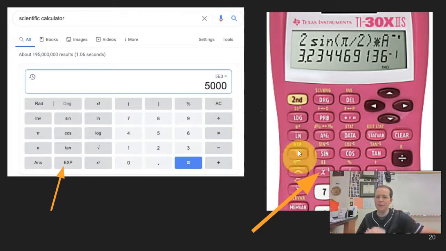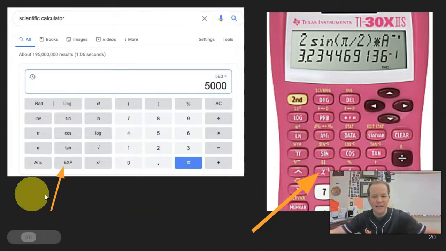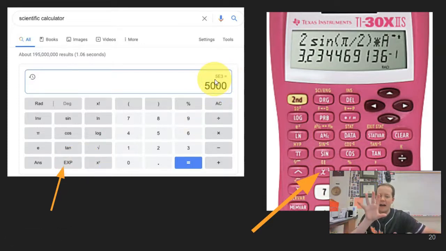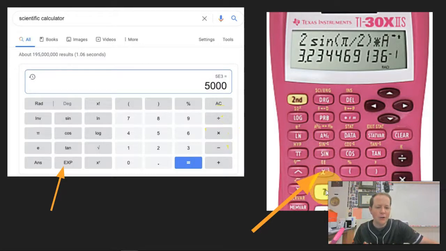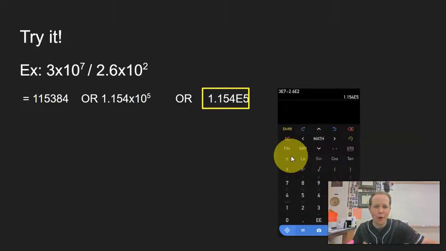Another couple of examples. If you use a Google calculator, Google is choosing to be different. They use EXP, but it's the same idea. If I typed in 5, and then tapped EXP, and then 3, that is 5 times 10 to the third power, or 5,000. Or if you're using one of my calculators in my classroom, which I might recommend, that EE button is located right above the 7. But because it's yellow, you have to first press second. So you would do second and then EE, okay?